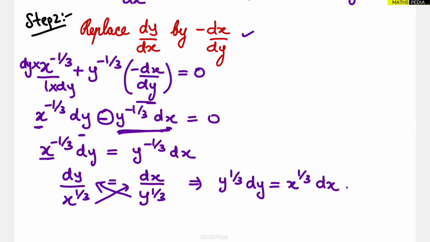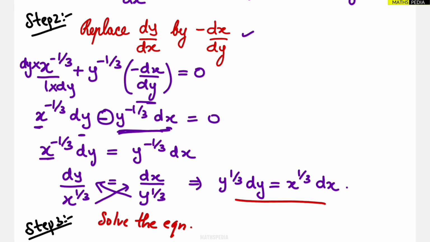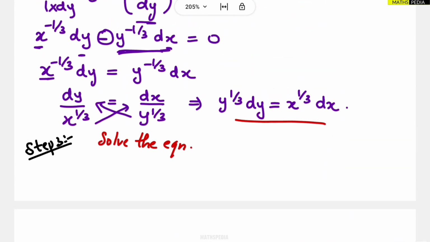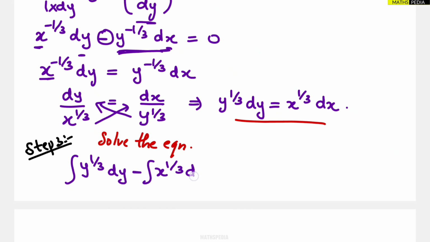What is step number 3? Whatever equation we got, we have to solve it. Solving means we eliminate dx and dy and get it in terms of x and y. The basic thing is that we are going to integrate, because we have to remove dy and dx. Put equal to c on the other side, because there it is 0.